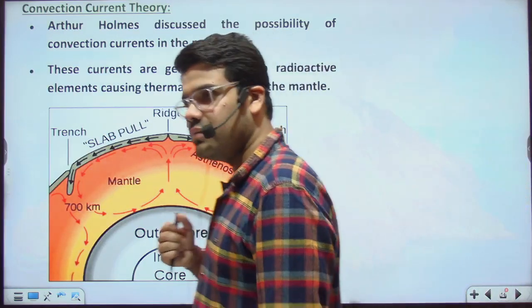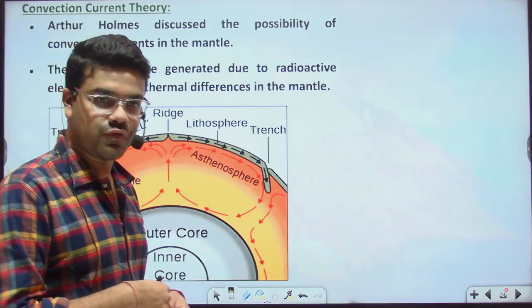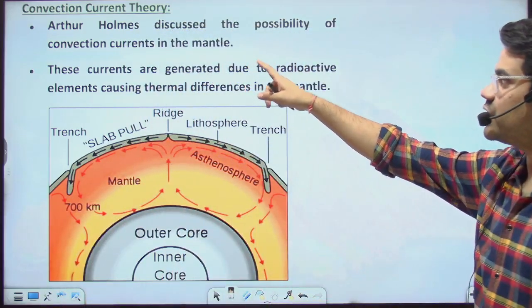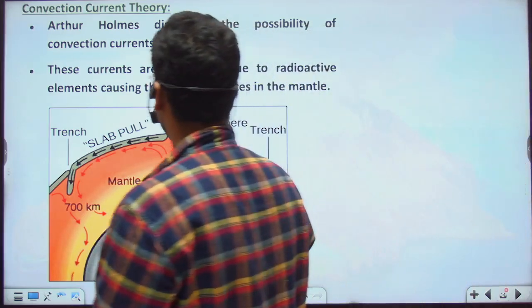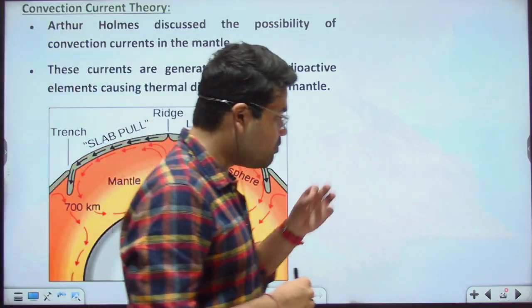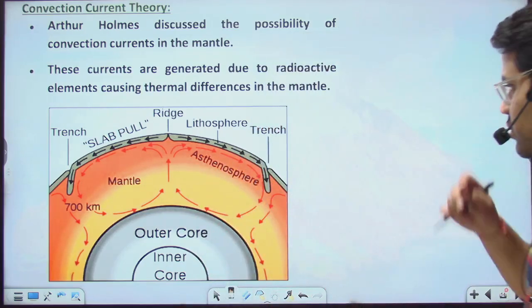Now the next theory, that was further a modification over the plate tectonics, was the convection current theory or thermal convection theory of Arthur Holmes. Okay. Now let's understand his theory. What did he give? He explained the mechanism of movement of the plates. Okay. Let's look at this diagram.